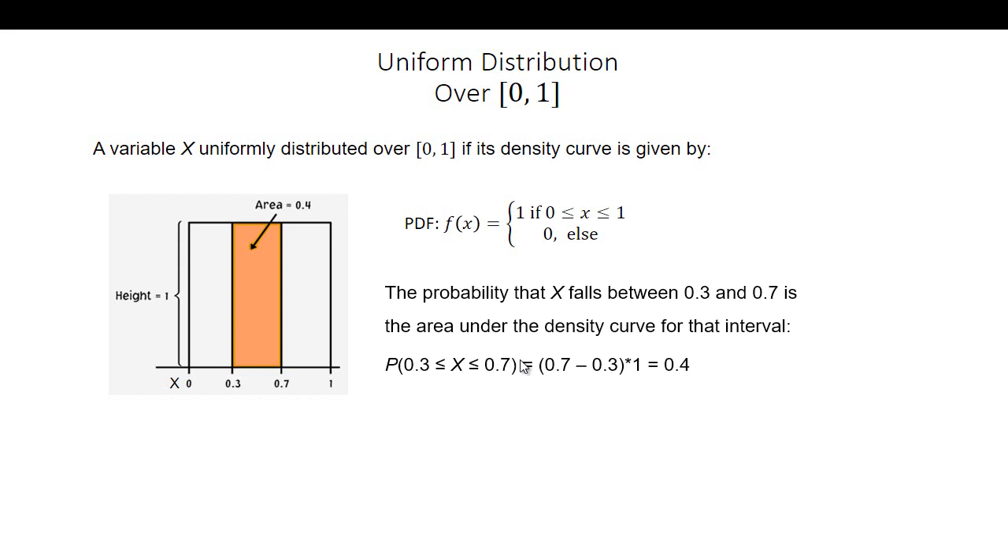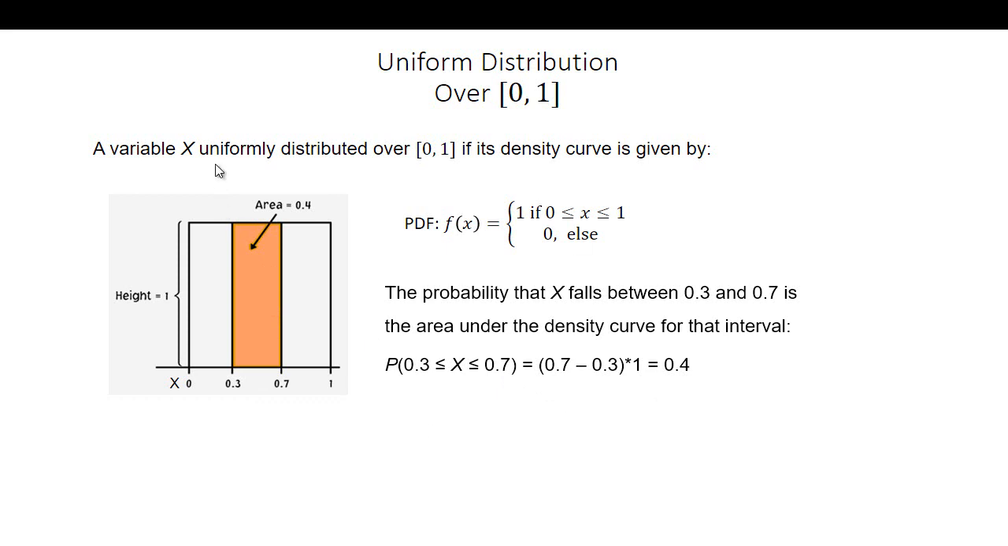The probability that x falls between 0.3 and 0.7 is the area under the density curve. So the probability that x is between 0.3 and 0.7 would be equal to the area here. Well, the area would be basically the area of a rectangle, which is length times width, and the width is 0.4 and the height here is 1, so it'll be 0.4.